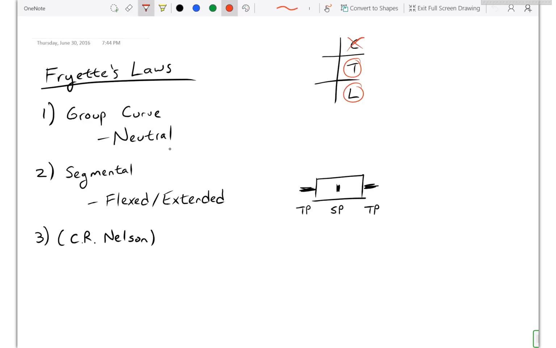So let's talk about the type 2 somatic dysfunctions first, or Fryette's law number 2. Fryette's law number 2 describes the motion of a segment, or a type 2 somatic dysfunction. A type 2 somatic dysfunction means that this somatic dysfunction really just affects one, and some people say two segments, but it doesn't affect a group of segments.